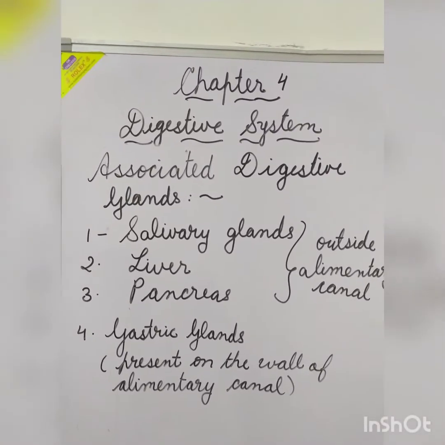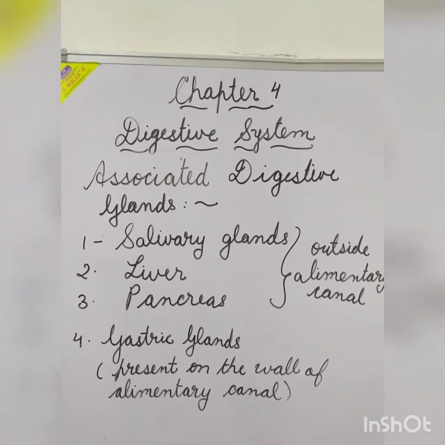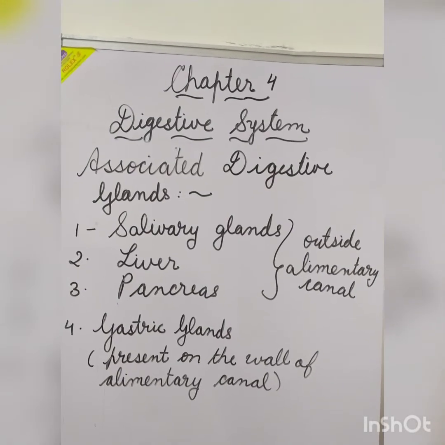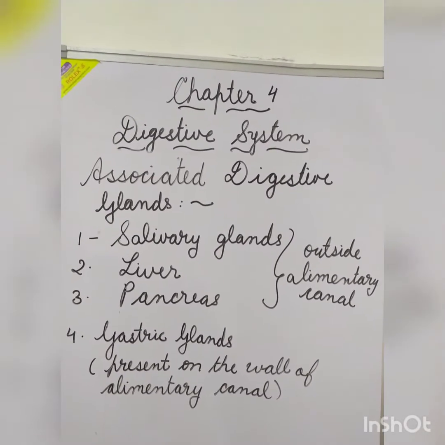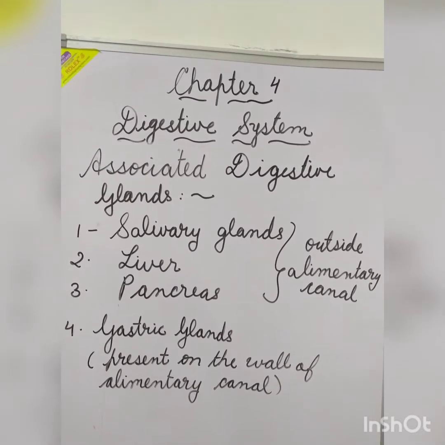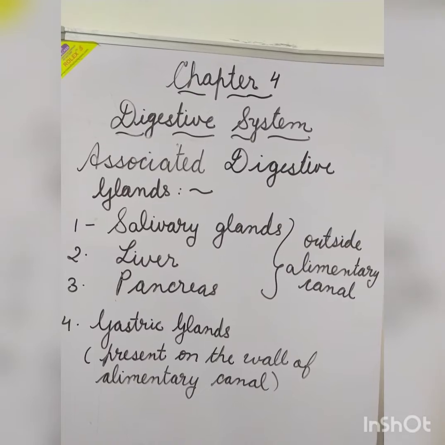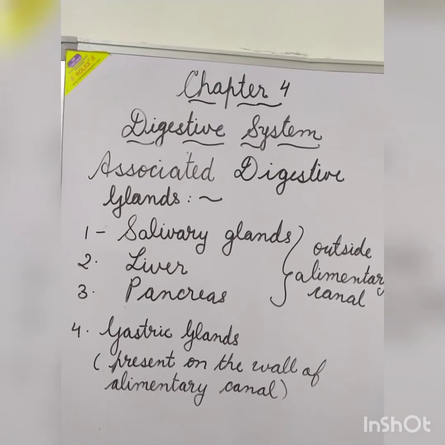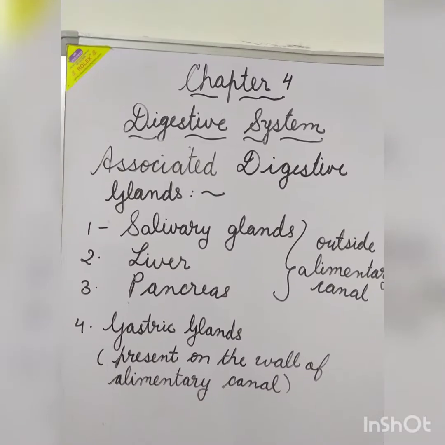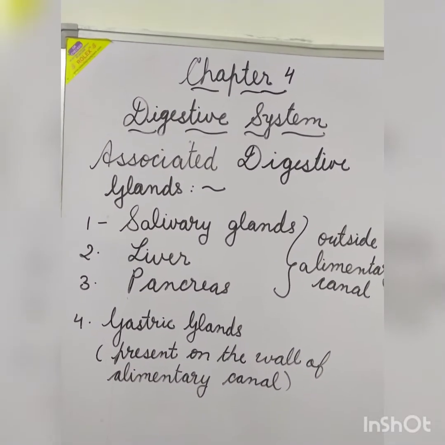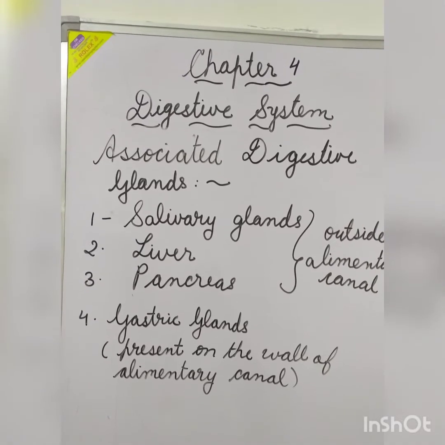The glands associated with the digestive system. The 3 glands associated with the digestive system are salivary glands, liver and pancreas. All of them are present outside the alimentary canal. Along with these, numerous gastric glands are present on the wall of the alimentary canal.